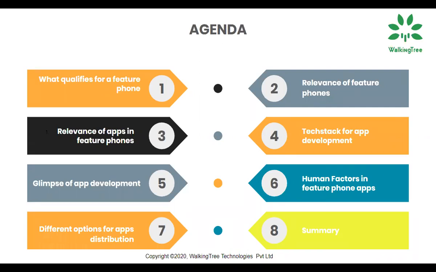So, as the topic talks about the anatomy of feature phone apps, the agenda covers that area specifically. The agenda is briefly some 8 points. We talk about what qualifies for a feature phone, then the relevance of feature phones, how they are relevant in the current world and current situation. Then the relevance of apps in the feature phones.